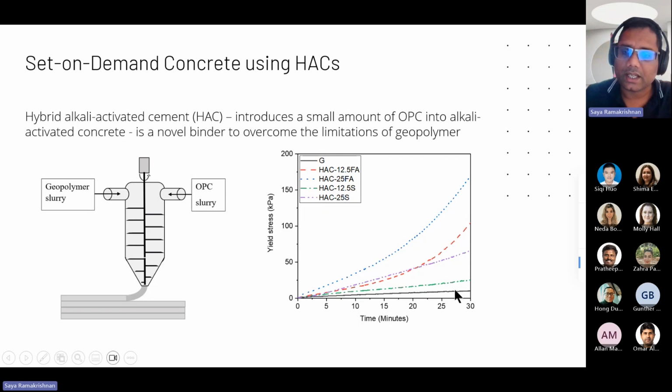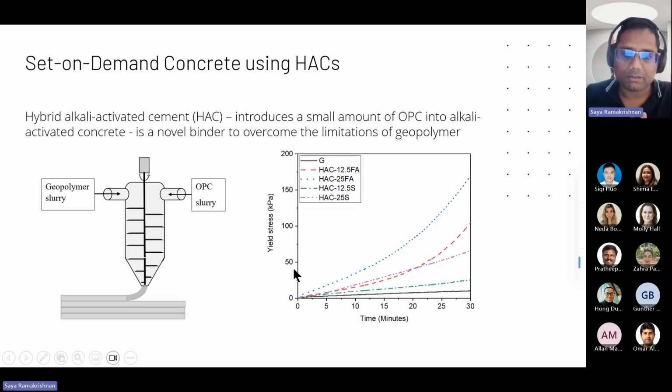And some of the results we can see here is that if it is just geopolymer only, the yield stress evolution is very low for this particular mix design, though there are mixes where we can achieve very high yield stress in a short period of time. But when we have cement as a replacement to fly ash and slag at 12.5 and 25%, we can see that the yield stress evolves very quickly.